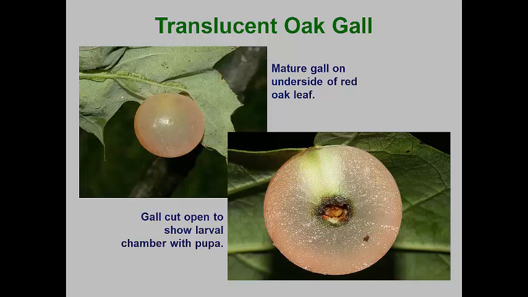Many of these galls have hard woody tissues, and these are usually called bullet galls because they are about the size of an old musket bullet. This one, however, has soft tissues which are somewhat see-through, hence the name translucent oak gall.